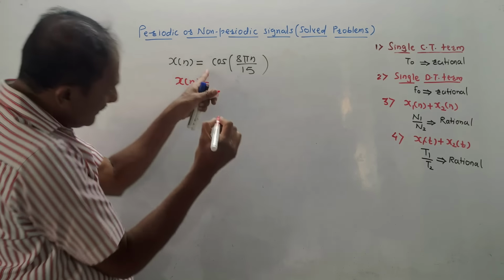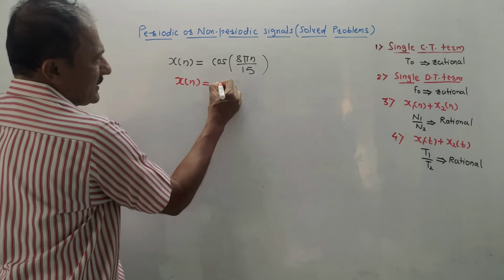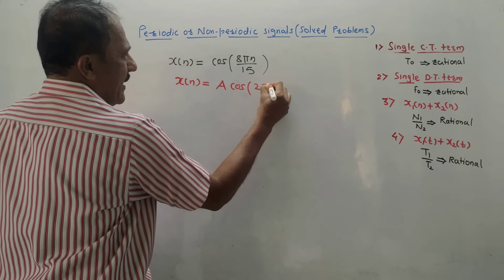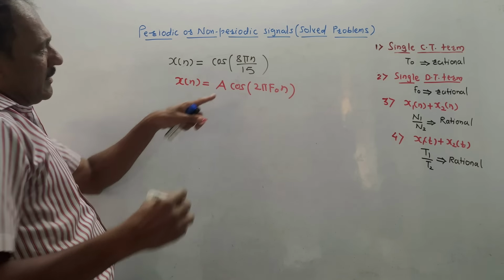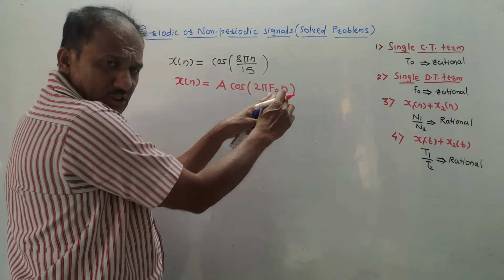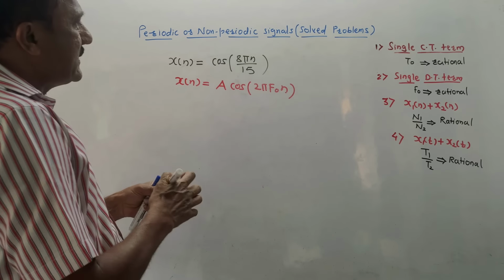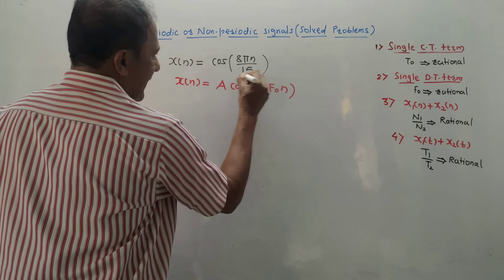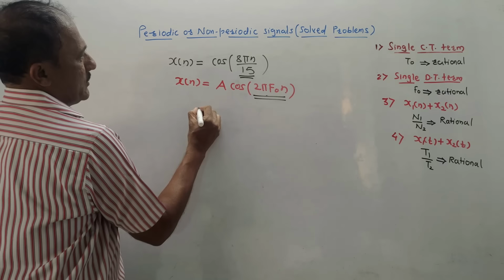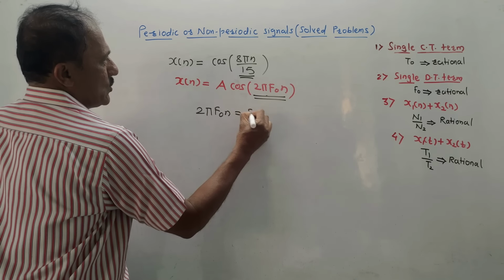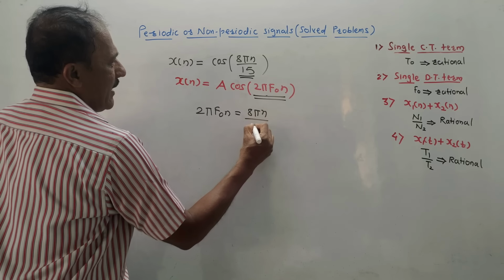From the given equation itself, I will write the standard equation as a cos 2 pi f0 n. Whatever it is in the bracket, the standard form is 2 pi f n. Since it is a single term, I have written 2 pi f0 n. Now compare the bracket terms. So I can write 2 pi f0 n is equal to 8 pi n upon 15.